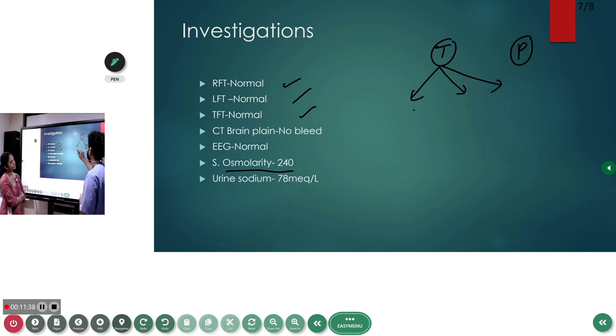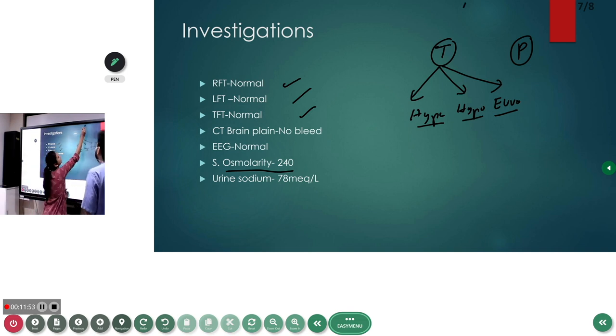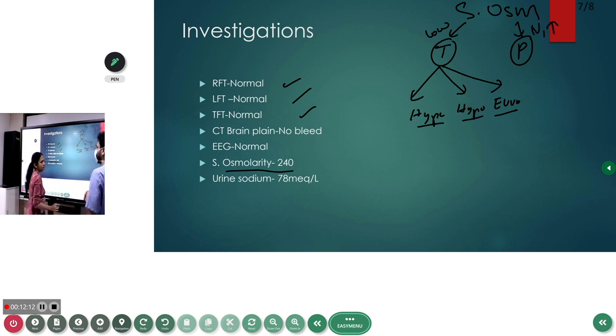What is the importance of serum osmolality? We differentiate hyponatremia as true and pseudohyponatremia. In pseudohyponatremia, there can be normal or increased serum osmolality, and true hyponatremia is again divided into hypervolemic, hypovolemic, and euvolemic. So first we should find the serum osmolality. If serum osmolality is low and sodium is low, that means the patient is in true hyponatremia. If serum osmolality is normal or high, then the patient is in pseudohyponatremia. What are the causes of pseudohyponatremia? It can be due to hyperglycemia, hypertriglyceridemia, and hyperproteinemia.